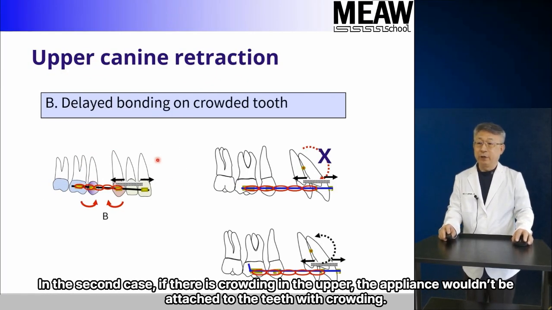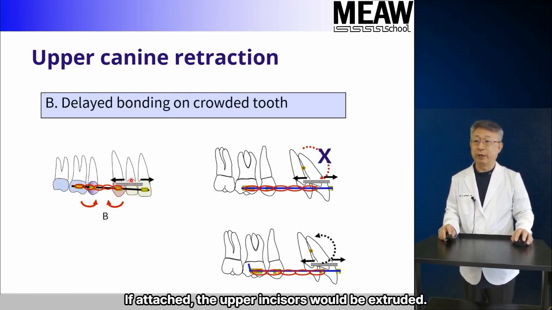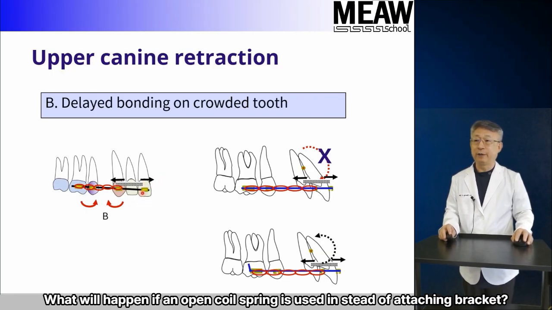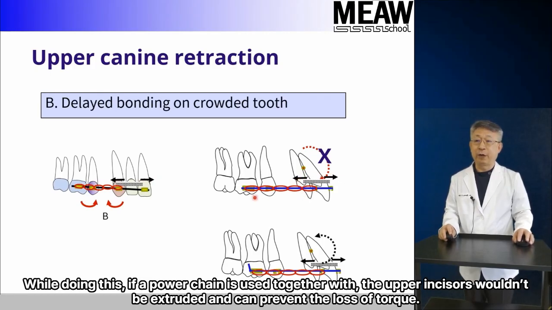In the second case, if there is crowding in the upper, the appliance wouldn't be attached to the teeth with crowding. If attached, the upper incisors would be extruded. What will happen if an open coil spring is used instead of attaching a bracket? The canines would move backwards and incisors would move forward. While doing this, if a power chain is used together, the upper incisors wouldn't be extruded and it can prevent the loss of torque.